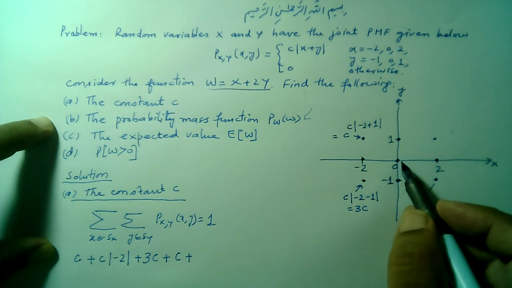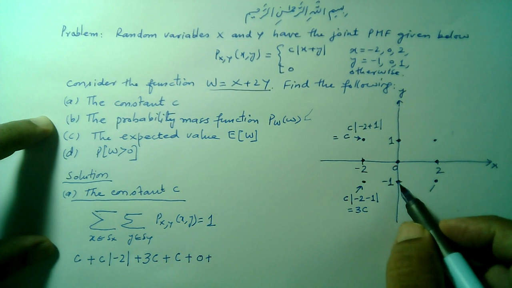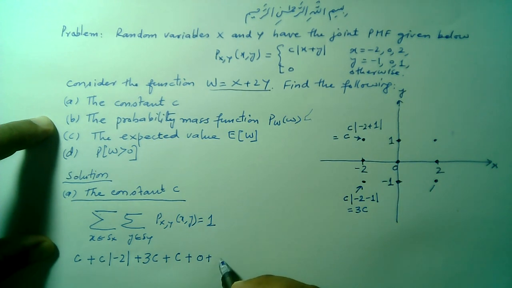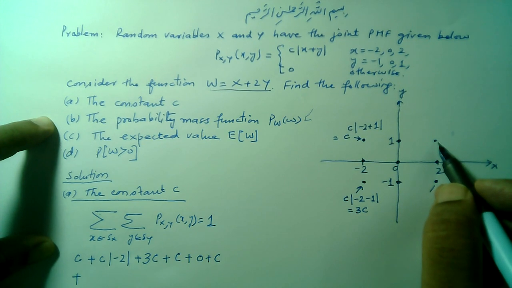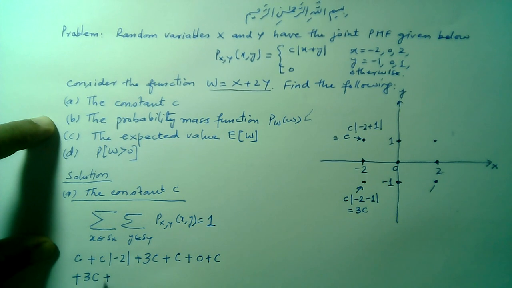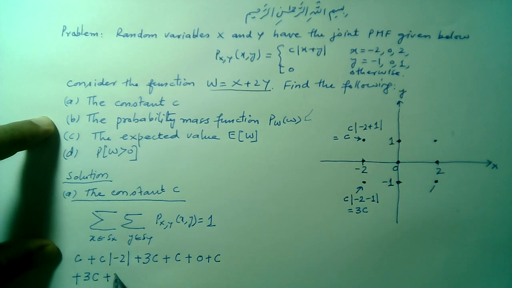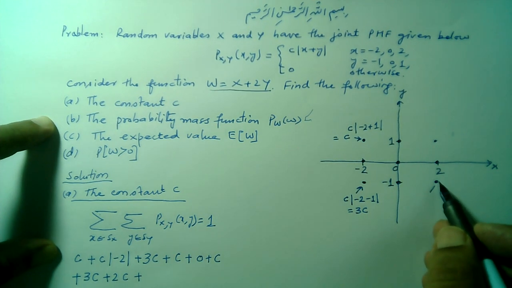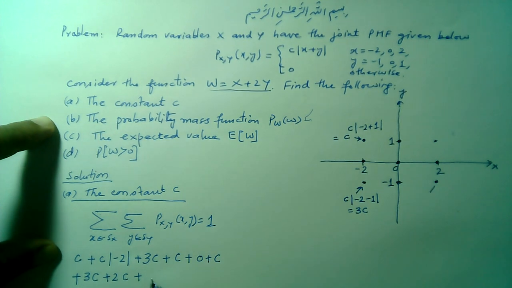And then here, x is 0, y is 0, multiplied by c, this is simply 0, right? And then here we have x equal to 0 and y equal to 1, minus 1, so the absolute value will be 1. So this will be simply 1 multiplied by c, right? Then to this column here, x is equal to 2, y is equal to 1, so 2 plus 1, this is 3c. Then we have this point here, x is equal to 2, y is equal to 0, so this is 2c, plus, at this point x is equal to 2, y is equal to minus 1, so this is simply 1, 2 minus 1, 1, and c.